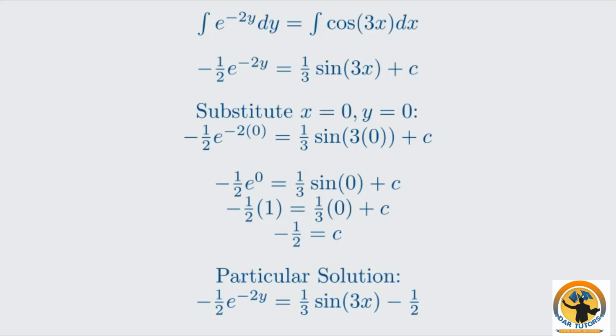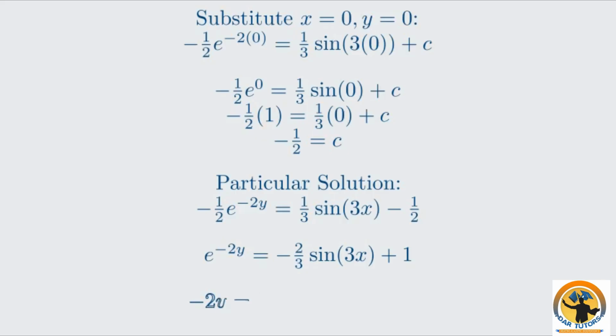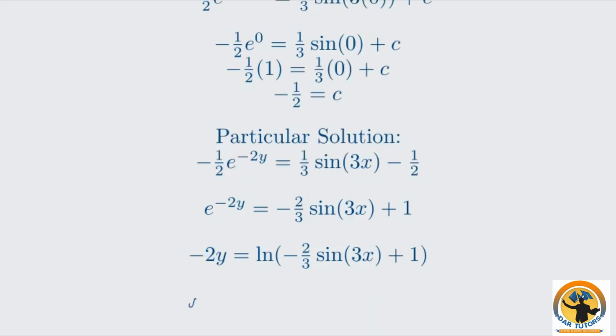1/2. We can solve for y to get the explicit form. First, multiply by negative 2. This gives e to the power of negative 2y equals negative 2/3 sin of 3x plus 1. Next, take the natural logarithm of both sides. This gives negative 2y equals the natural log of the quantity negative 2/3 sin of 3x plus 1. Finally, divide by negative 2. The explicit particular solution is y equals negative 1/2 times the natural log of the quantity negative 2/3 sin of 3x plus 1.